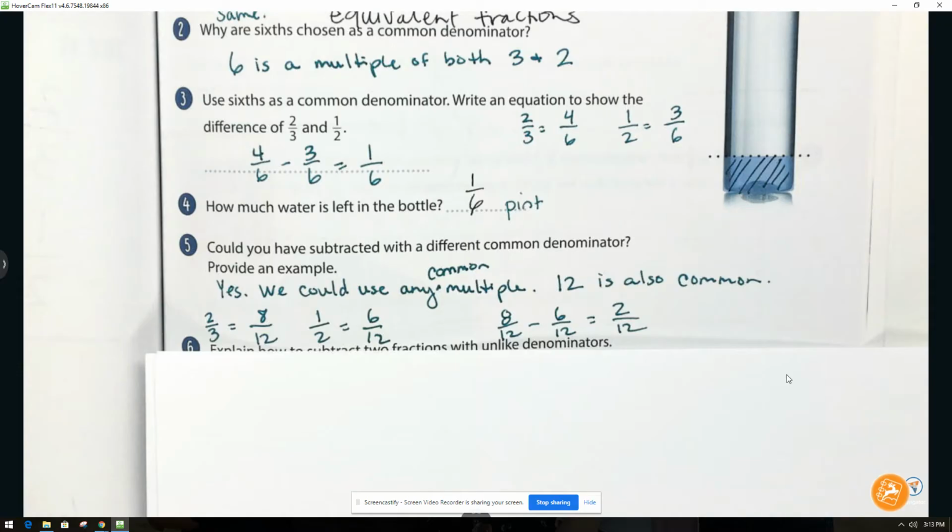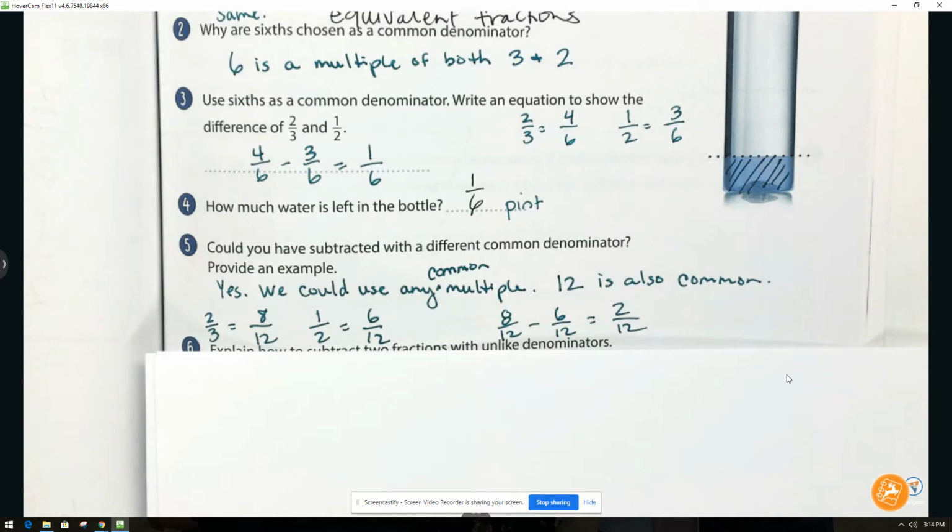As we get further into fractions, you'll find that some of your classmates may not necessarily be using the same common multiple that you're using. And that's totally fine, because even if the common multiple is not the same, if you get the right answer, you're still going to show the same amount.